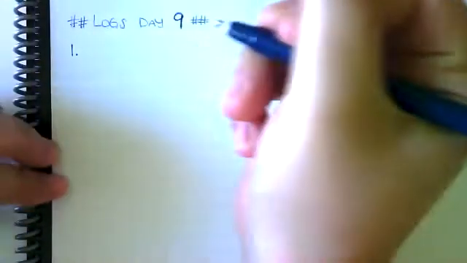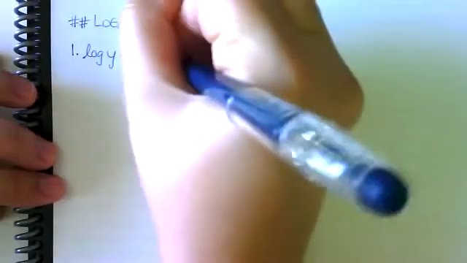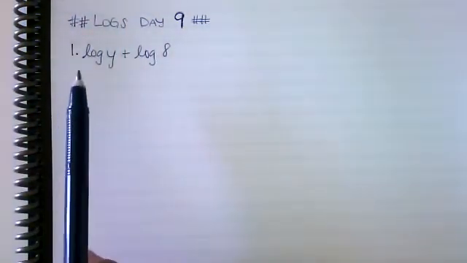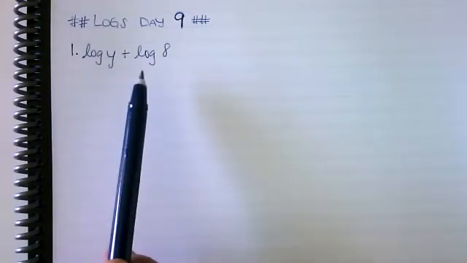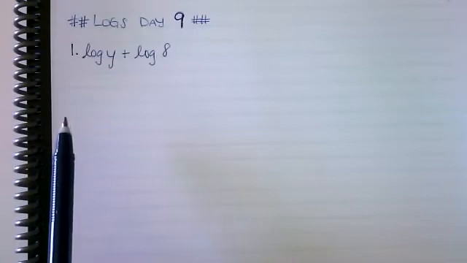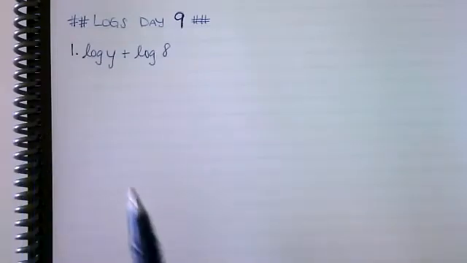So for our first question, we are going to do log of y plus log of 8. So our rules for condensing are the exact opposite of what they were for expanding. When we were expanding, we said that multiplication turned into addition. When we're condensing, we're saying that addition is turning into multiplication.